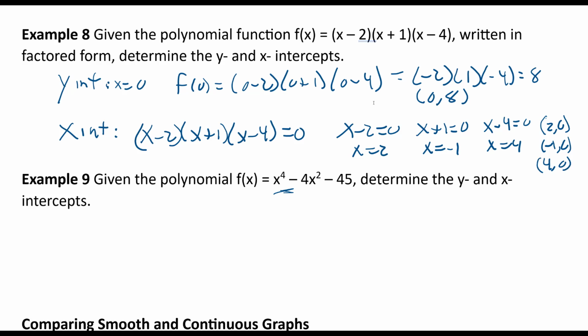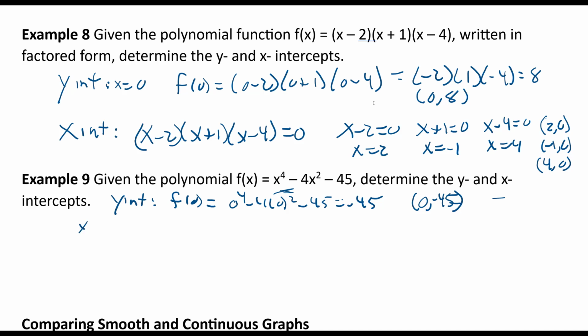For example 9, it says, given the polynomial f of x equals x to the fourth minus 4x squared minus 45, determine the y and x intercepts. So again, our y-intercept is going to be f of 0. So 0 to the fourth minus 4 times 0 squared minus 45 is negative 45. So that's going to be at 0 for x, negative 45 for y. But our x-intercepts are going to be where x to the fourth minus 4x squared minus 45 equals 0.